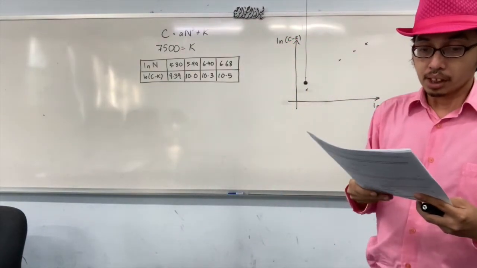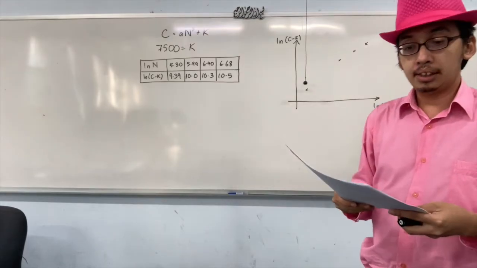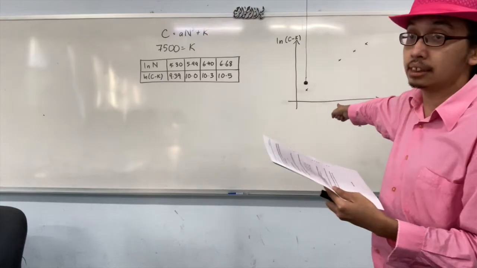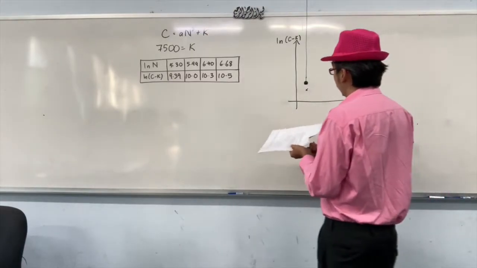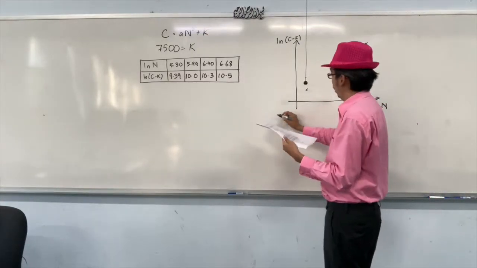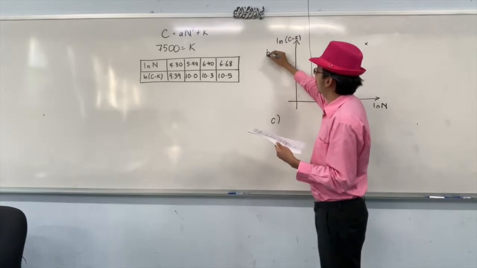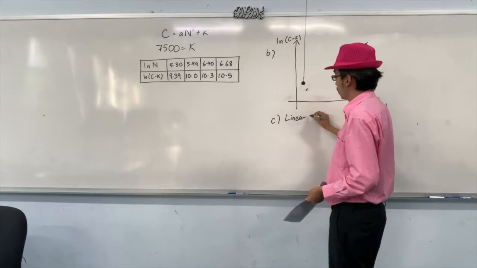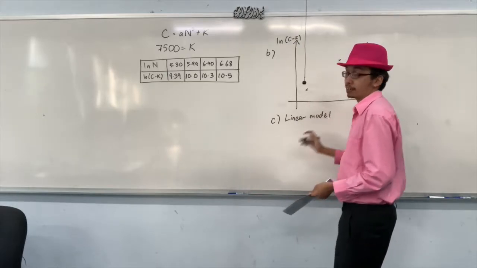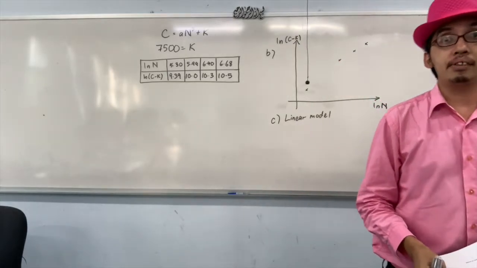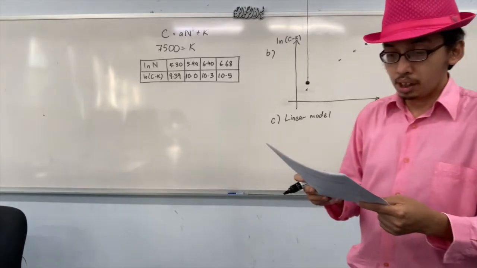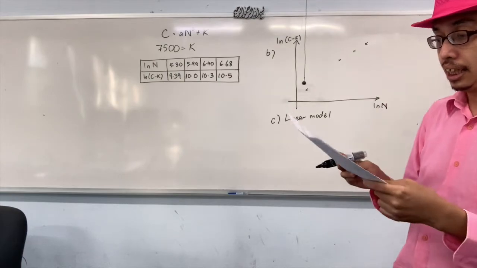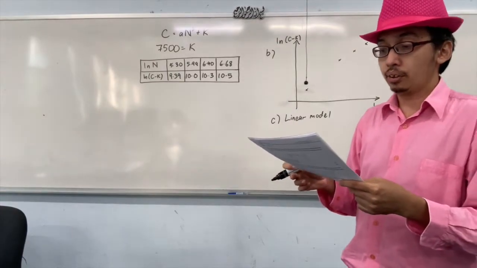The next question is: state the type of model that best fits the data displayed on your scatter diagram. Since it's linear, the data fits this, which is B. So the data fits a linear model. Next one is: write down the equation of the regression line of ln(c − k) on ln n.